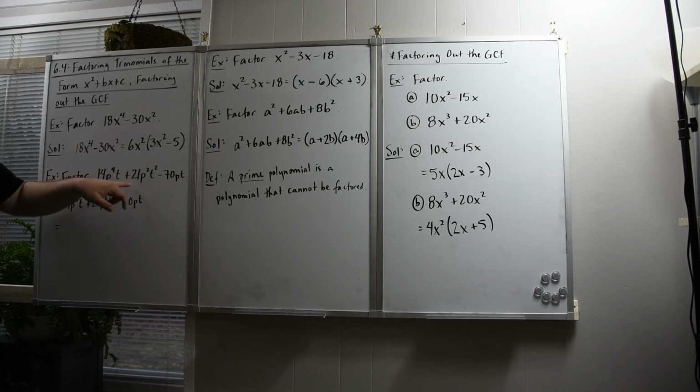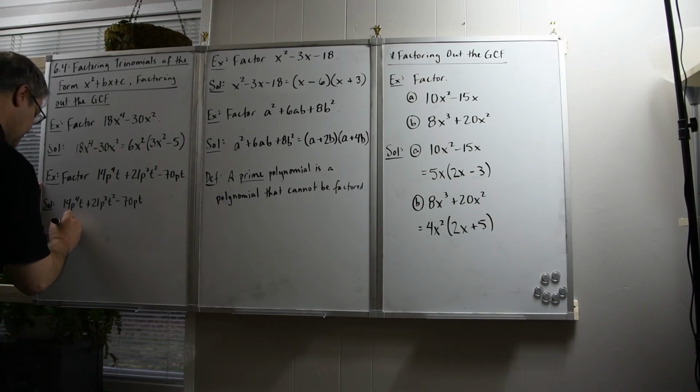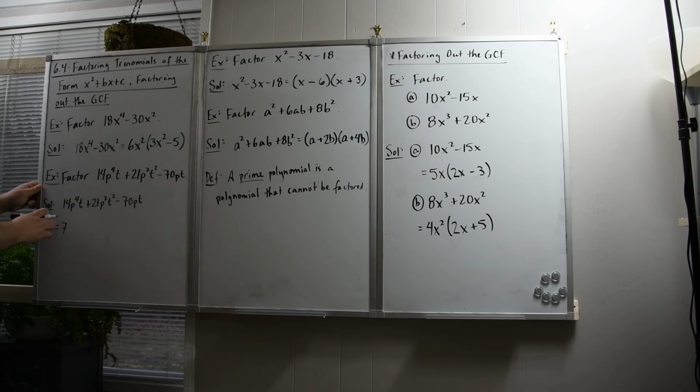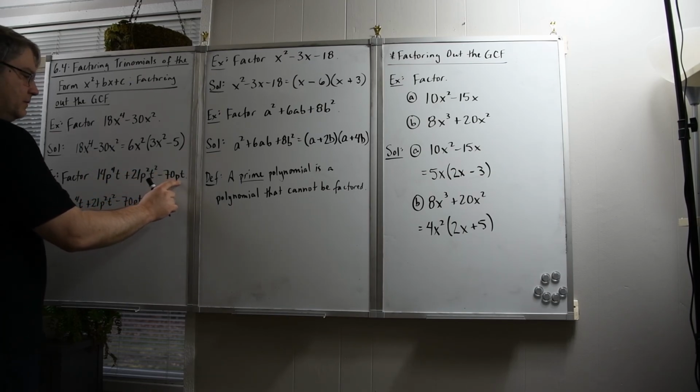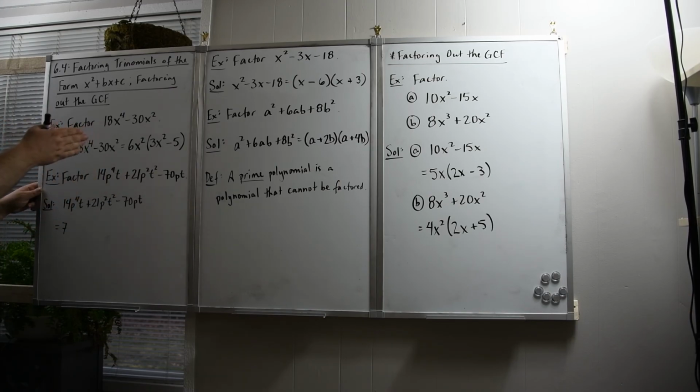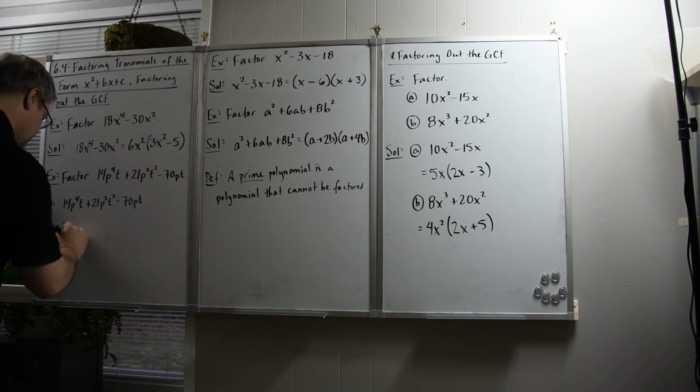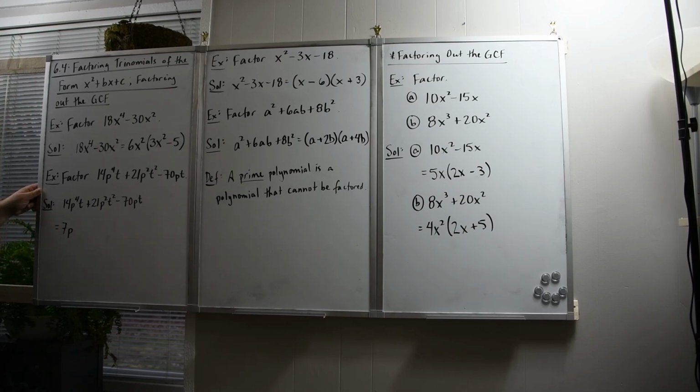If we take a look at the three coefficients that show up, the 14, the 21, and the negative 70, what we notice is that we can divide each of those evenly by 7. And so the coefficient of the monomial that is our greatest common factor is 7. But then we also take a look at the powers of p and t that we have here. Take a look at the powers of p for a moment. P to the fourth, p to the second, p to the first. So the largest power of p that we can take out of each one of these terms is p to the first. So we'll write a p next to our 7.